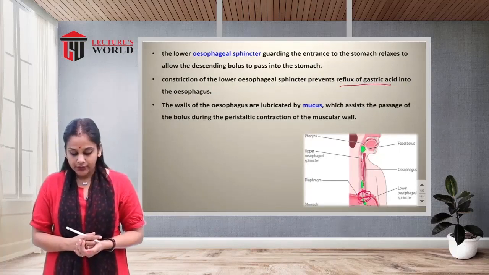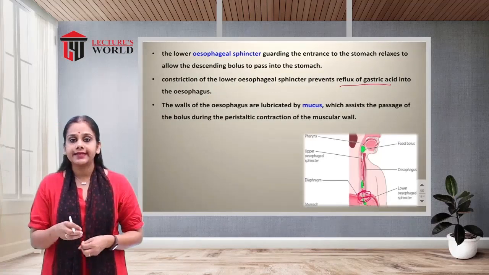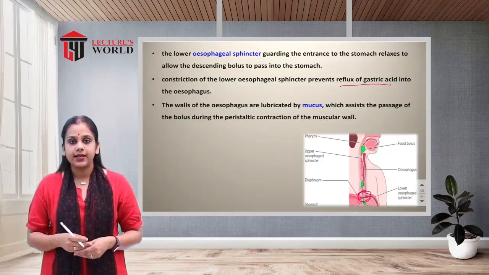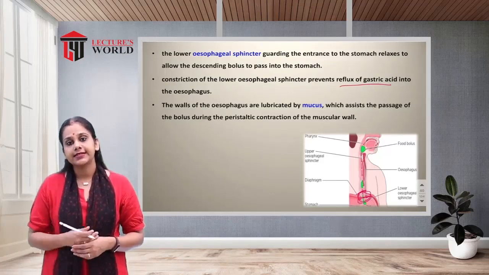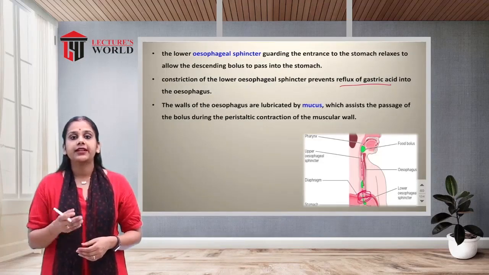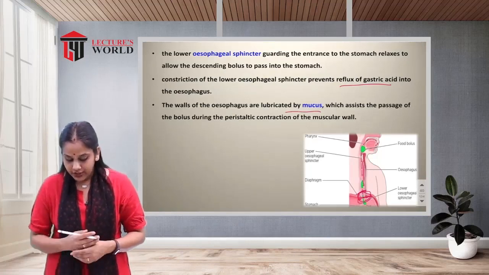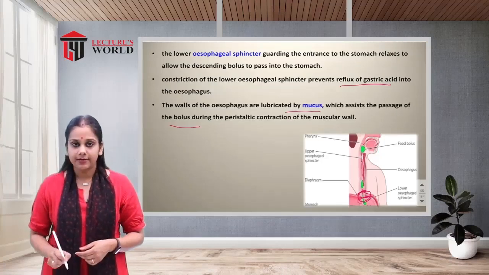The wall of the esophagus is lubricated by mucus. Mucus is always secreted by the mucus cells, or we can say the goblet cells. Goblet cells always secrete the mucus. Why is mucus necessary? For the lubrication of the wall, which prevents injury to the GI wall. So mucus is essential for the passage of the bolus to the stomach.